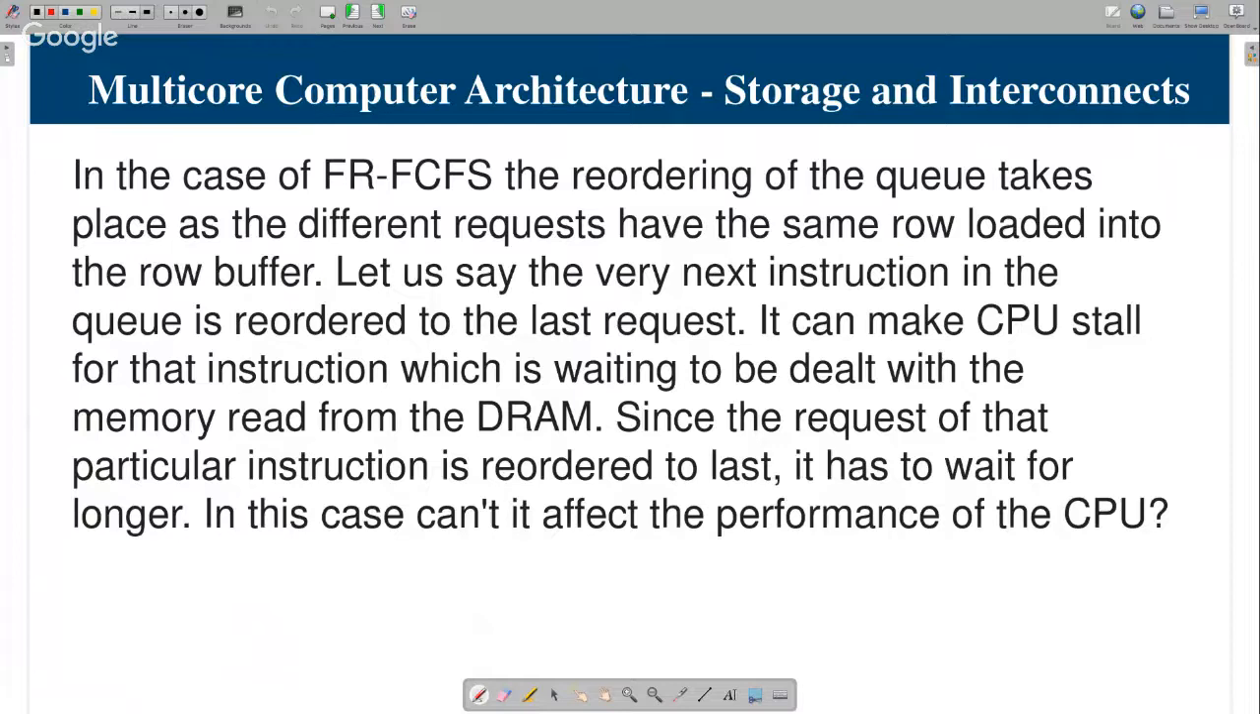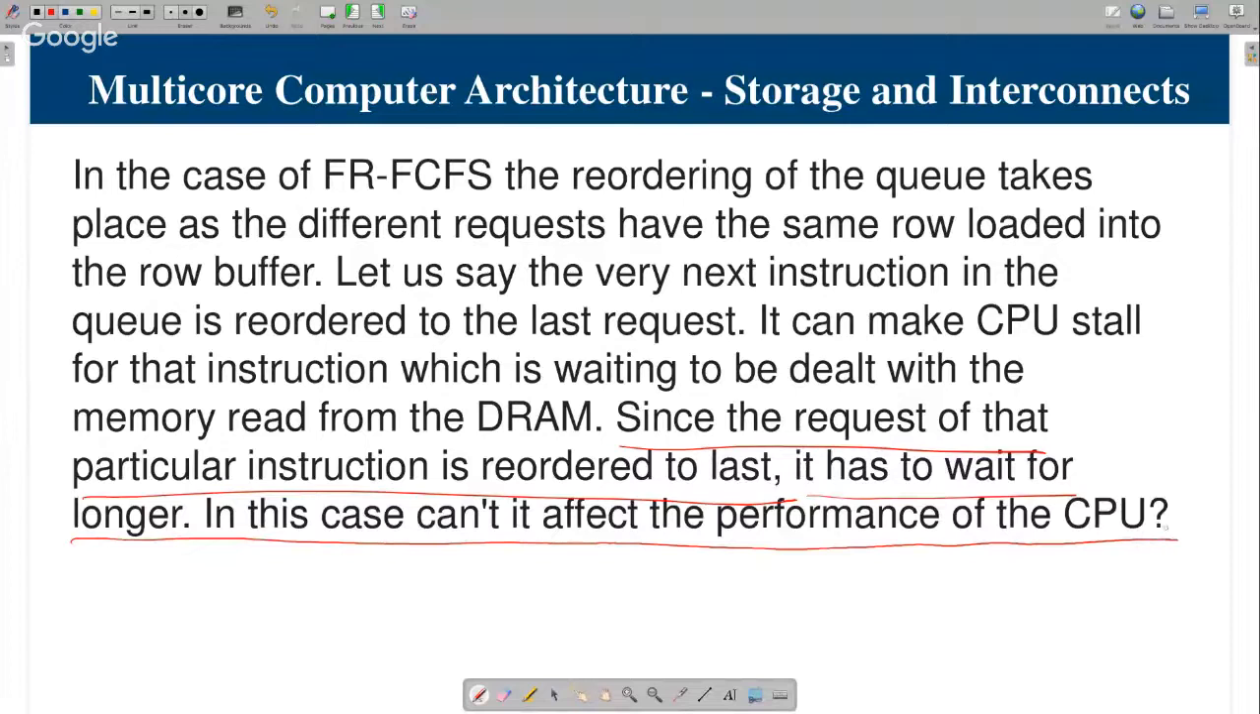So the candidate is trying to ask about if you are following FRFCFS, that is first ready, first come, first serve, then some of the cache misses that come to the main memory will get penalized. Since the request of a particular instruction is being reordered to the last, it has to wait for longer. In this case, can't it affect the performance of the CPU? It's a very long question. Let me try to rephrase what I understood.